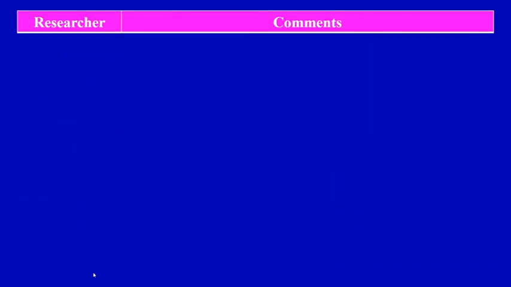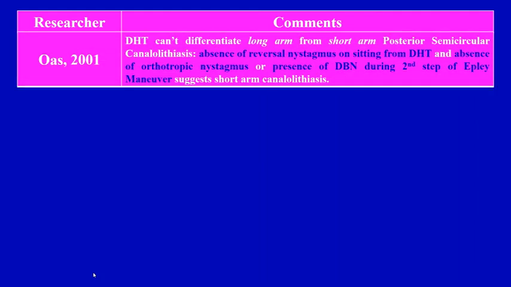So, what does the research so far say about short-arm posterior semicircular canalolithiasis? It was Oz in 2001 who said that the Dix-Hallpike test cannot differentiate the long arm from the short arm posterior semicircular canalolithiasis. However, he noted that the absence of reversal nystagmus on sitting up from the Dix-Hallpike test, and the absence of orthotropic nystagmus or presence of downbeat nystagmus during step 2 of the Epley maneuver, suggests short arm posterior semicircular canalolithiasis. He did not have more descriptions about this disorder at that time.